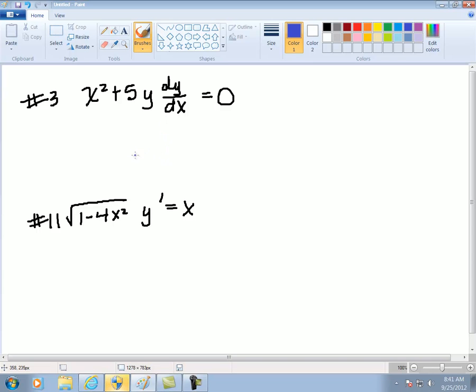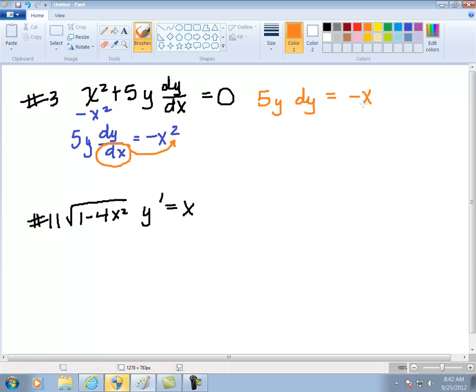Okay. So the first thing I'm going to do is subtract my x squared from each side. I end up with 5y dy/dx equals negative x squared. And now you can see here, all I have to do is multiply each side by my dx. So I'm left with 5y dy equal to negative x squared dx. And now the way I can solve this is by integrating both sides.